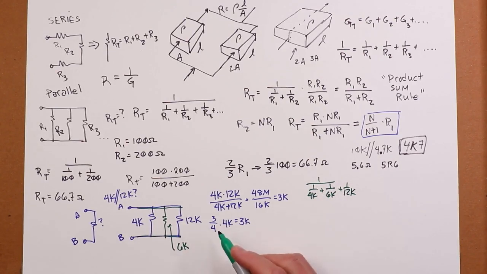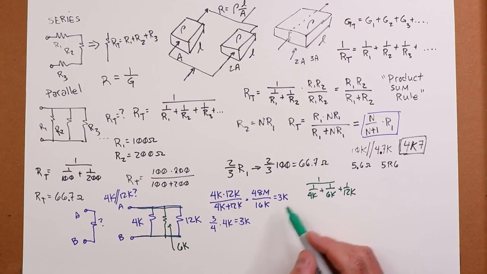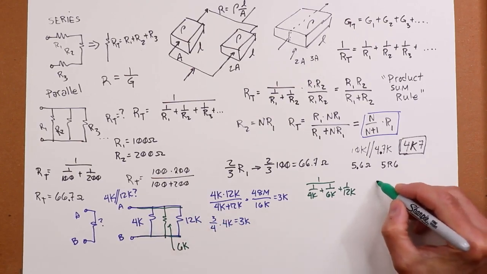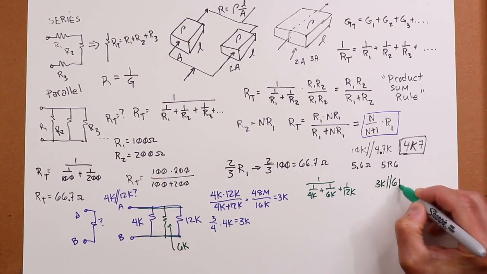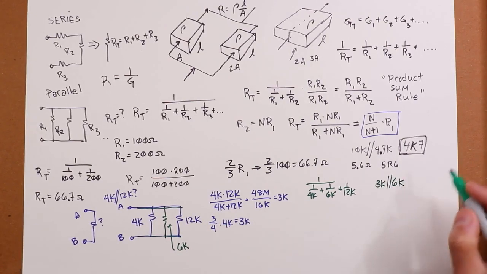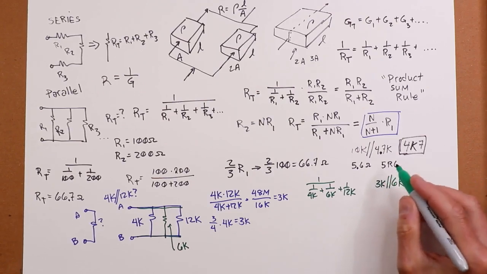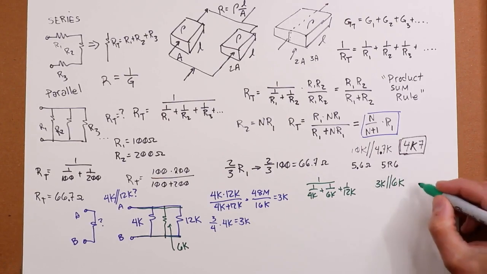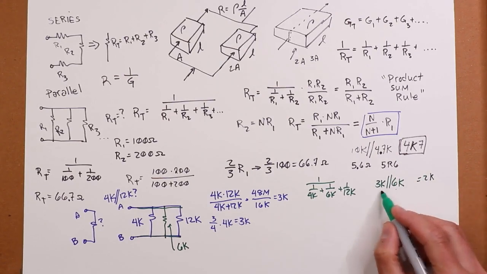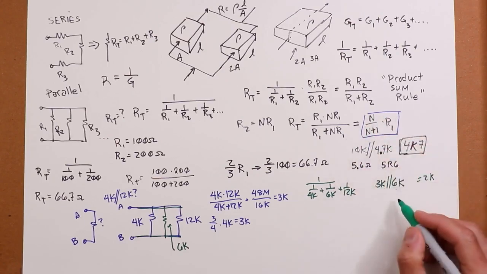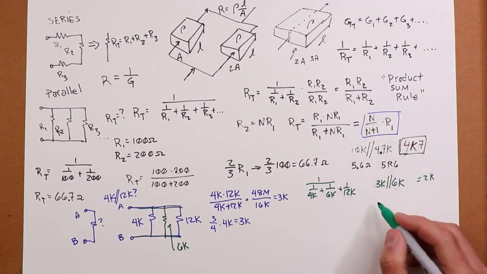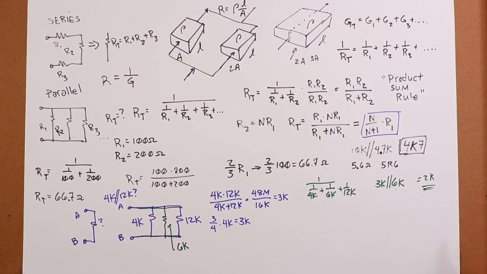We could also do some product-sum rules. We already found out what 4 in parallel with 12 is. We already know that's 3K. So you could take that 3K and put it in parallel with the new guy, the 6K. You could use the product-sum rule on that. That gives you 3 times 6, or 18 meg over 9K. The megs over the Ks get you Ks again, and 18 over 9 gets you 2, so this should be 2K. Or you could recognize that's a 2-to-1 ratio. Use the shortcut again: 2-to-1 ratio, it's going to be 2/3 of the smaller, and 2/3 of 3K is 2K.